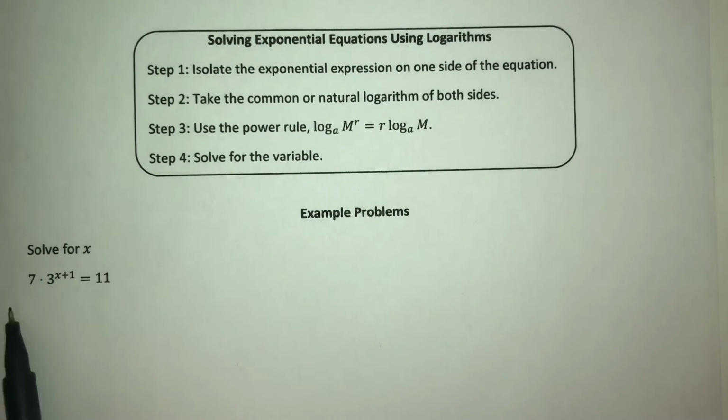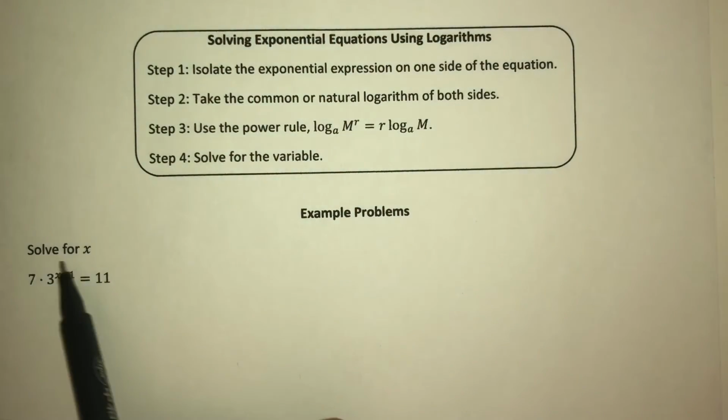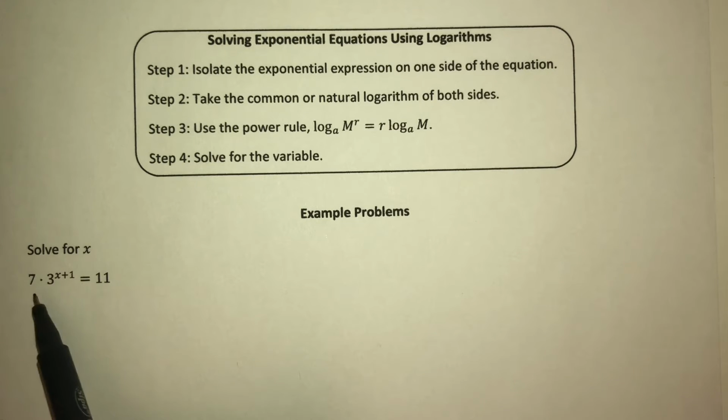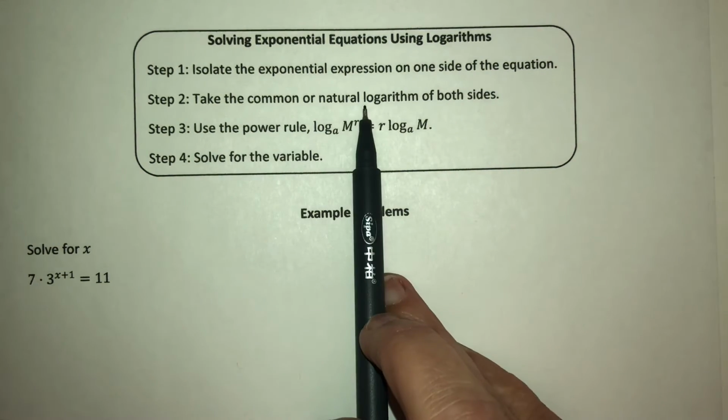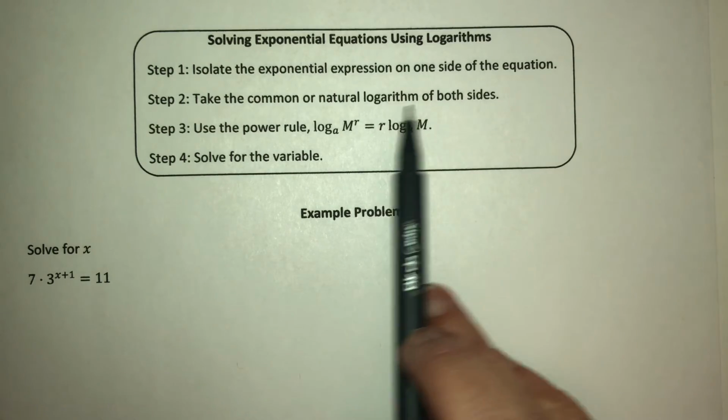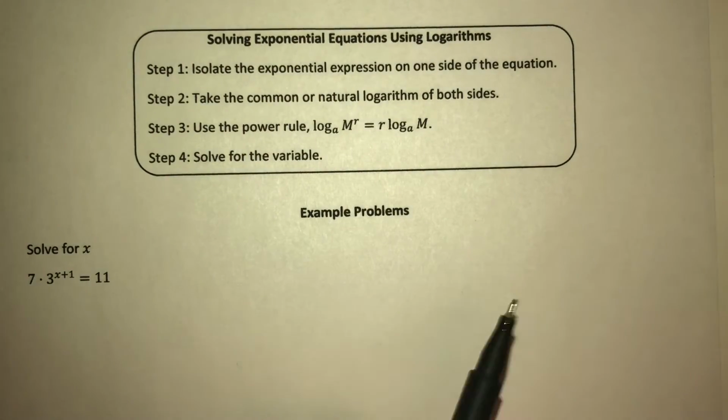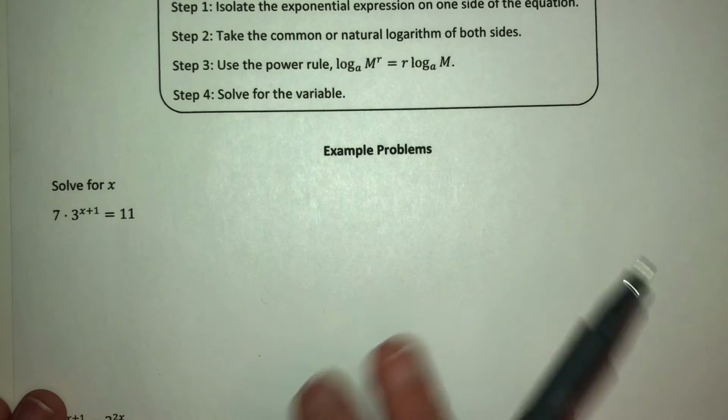So if you look at this first example problem, this is my exponential part, but I've got this times 7 on it, so I'm going to need to get rid of this times 7 before I can solve anything else. Okay? Then we're going to take the common or natural logarithm of both sides, and then we'll be able to use the power rule and solve. So let's just start off right here.